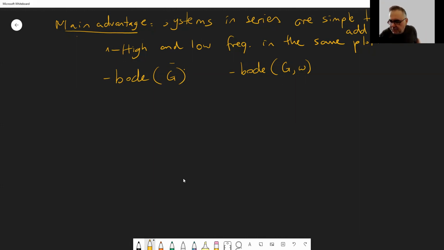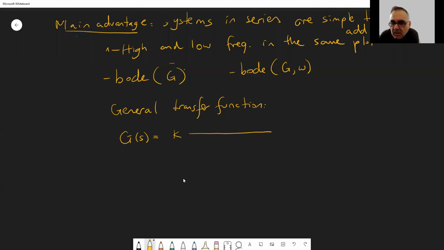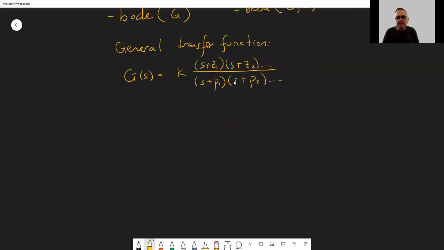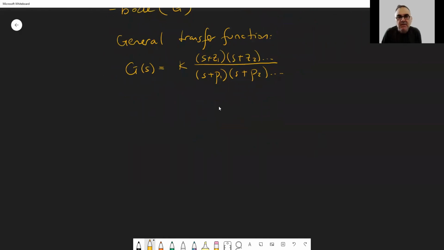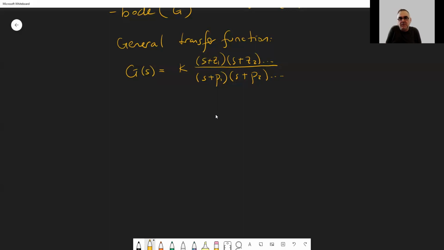Now, a general transfer function of a system is something like this. G of s is some, let's say, K times zeros, s plus z1, s plus z2, etc., and then you have poles. Zeros and poles, some of these might be missing. Then you might have no zeros, etc. But it doesn't matter. Now, this is not the transfer function we will be using in the Bode plots. For Bode plots, we have to convert this to something else. It is related, not too difficult to convert, but we will be using it in the following form.